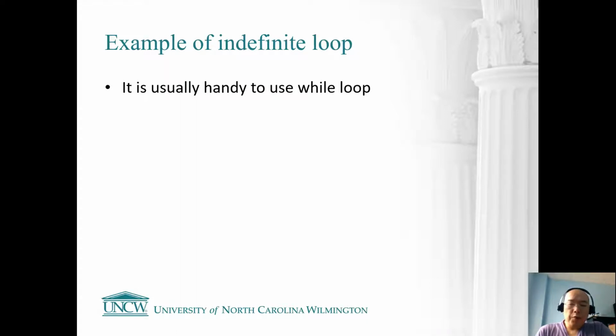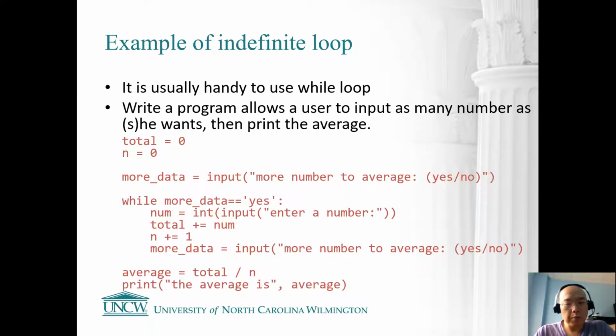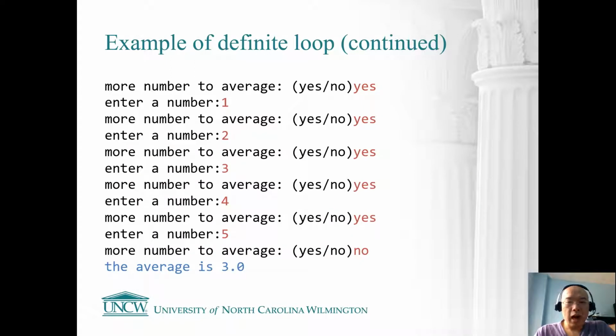Okay, just now we have seen an example of a definite loop, where we take a couple of numbers, sum them together, and then produce the average, right? So now we move on and see another example that has similar functionality, but with an indefinite loop.